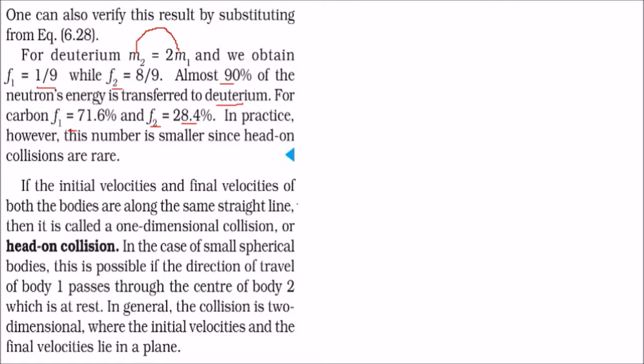If we have two bodies which are coming in opposite directions, and they now strike, then we call it a head-on collision.